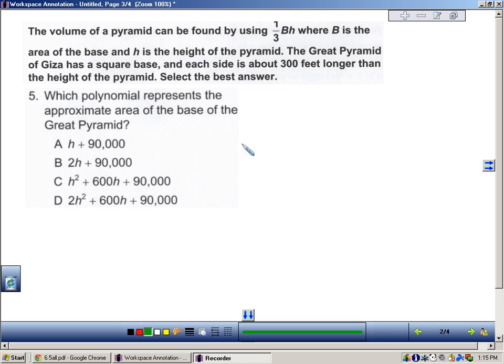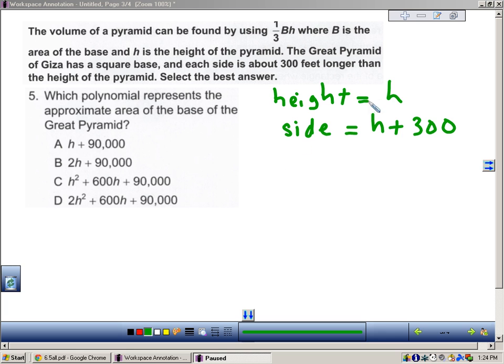So the volume of the pyramid can be found by using 1/3 base times height, where capital B is the area of the base and h is the height of the pyramid. The Great Pyramid of Giza has a square base. Each side is 300 feet longer than the height of the pyramid. Select the best answer. Which polynomial represents the approximate area of the base of the Great Pyramid? All right, so we can do this. Okay, so the height we'll call h. The side we'll call h plus 300, since the side of the base is 300 more than the height.